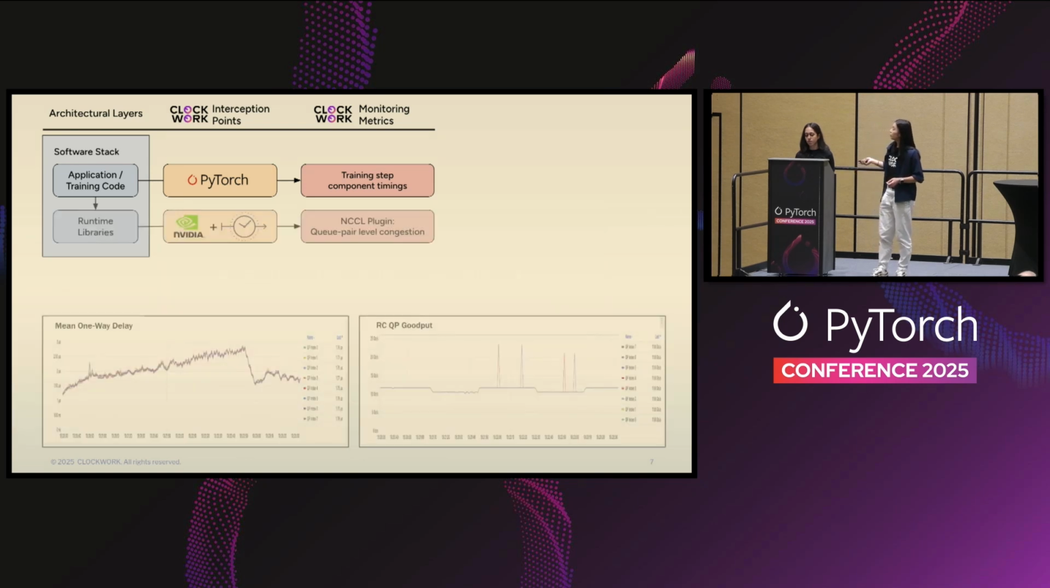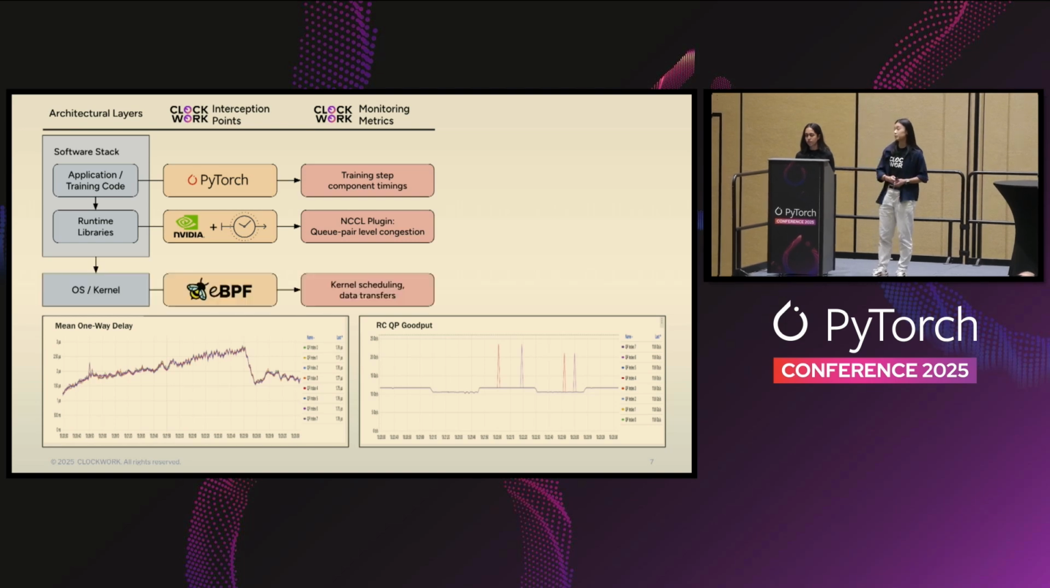And going further, we have a NCCL plugin that tracks the queue pair level congestion by looking at the exact data path that the collective flow is taking. This gives us insights into where the InfiniBand traffic is getting stuck. Here we can see the one-way delay and goodput at the queue pair level as examples. We also utilize eBPF to trace kernel scheduling and data transfer. So all of these help us collect rich job-level information.